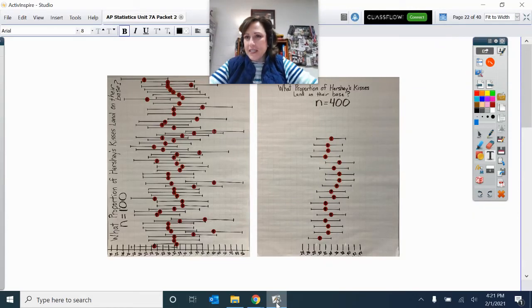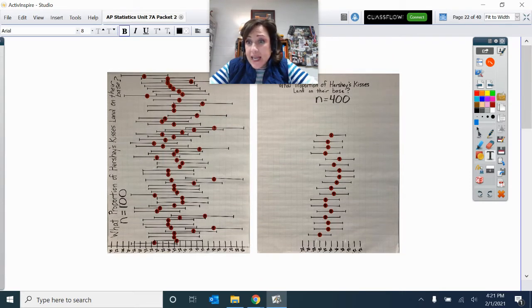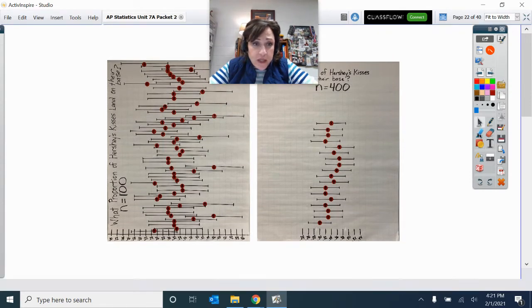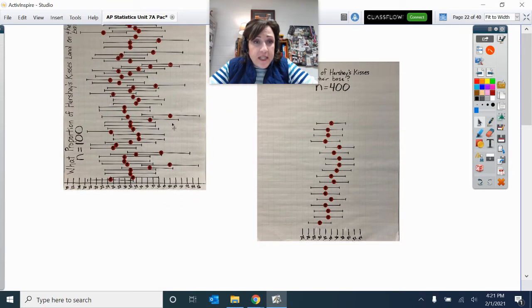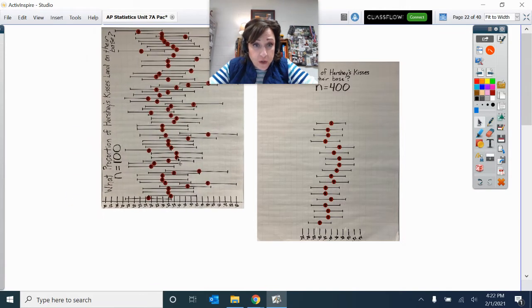All right, I wanted to start by showing you our results from our Hershey's Kisses lab, because we'll talk about this. We've just been doing all the differences in the sample sizes, so I wanted you to see this. These two posters were drawn to scale. The one on the left is where our sample size was 100, and this is some of our intervals.